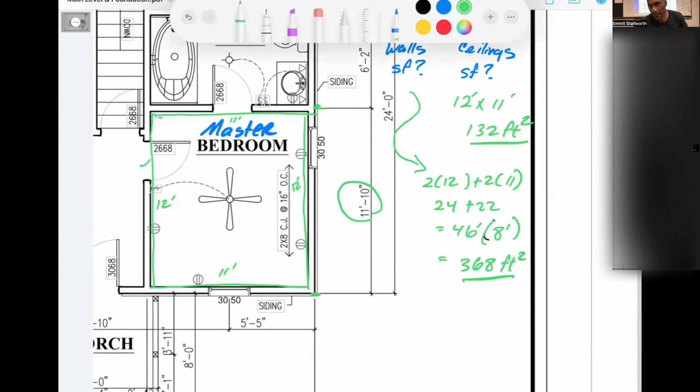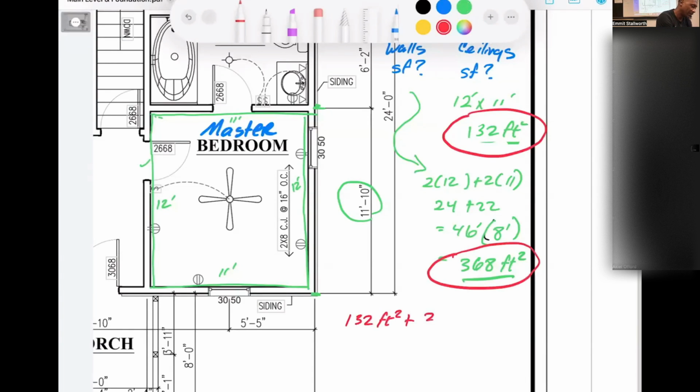Questions on that, guys? Are there any questions on that? Then what we're gonna do here is add these two guys right here. That 132? 132. So we're gonna add this guy and that guy, and that's gonna give me the total square footage in that room. Does that make sense? So we got 132 feet squared plus 368 feet squared.